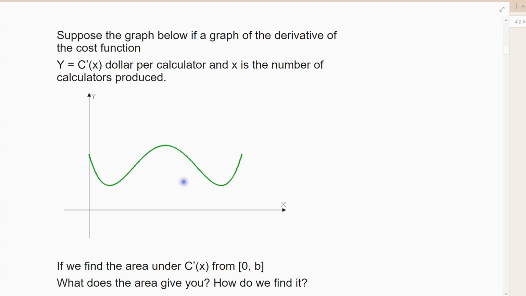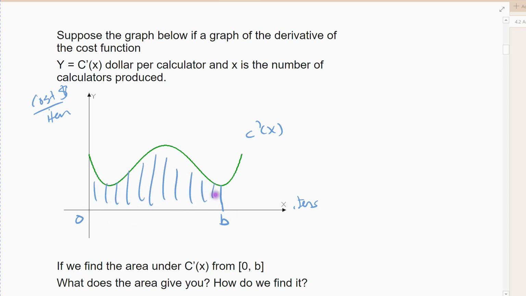Alright, suppose this cost function is represented by this green function here. Alright, so this would be the derivative. So x would represent my items, and this would be the cost in dollars per item. Alright, well, suppose from 0 to B, right? That's what I'm looking at. So I start at 0 items produced up to B items. And I want to know how many items were produced total, right?